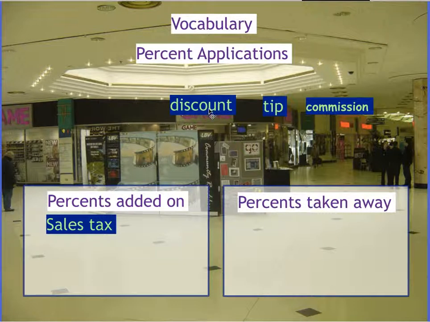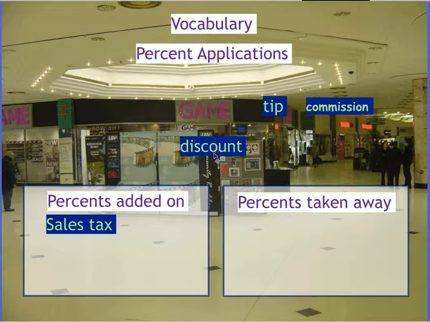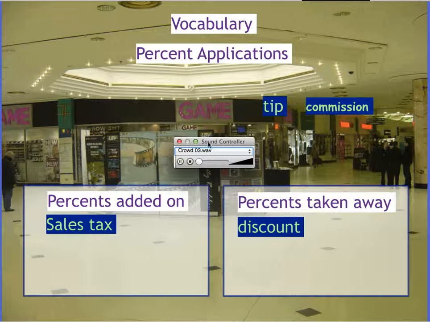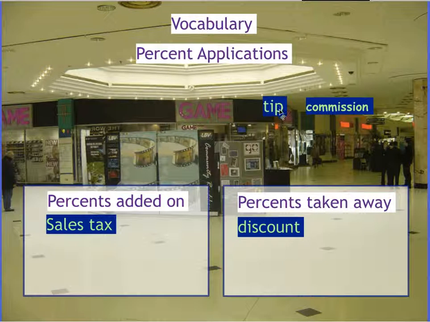A discount. The discount is what gets taken away when you are shopping, so if you want to save money. Tips. When you're at a restaurant or getting your hair cut or anything that involves a service to another, you give a tip, so the tip gets added on to whatever your total bill is.